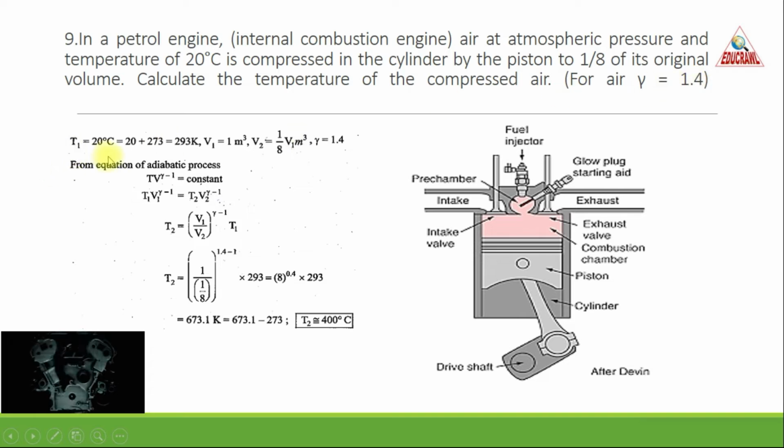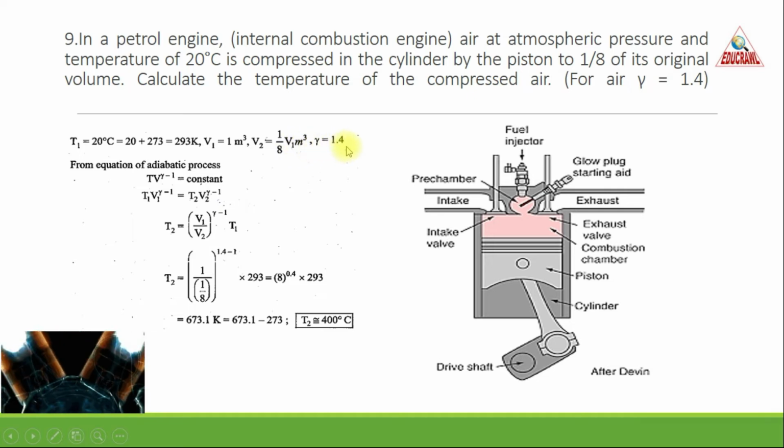So here T1 is given as 20 degrees Celsius. This you have to convert into Kelvin by adding 273. So the answer is 293 Kelvin. Volume V1 is 1 meter cube. V2, the new volume, is 1/8 of V1 meter cube.